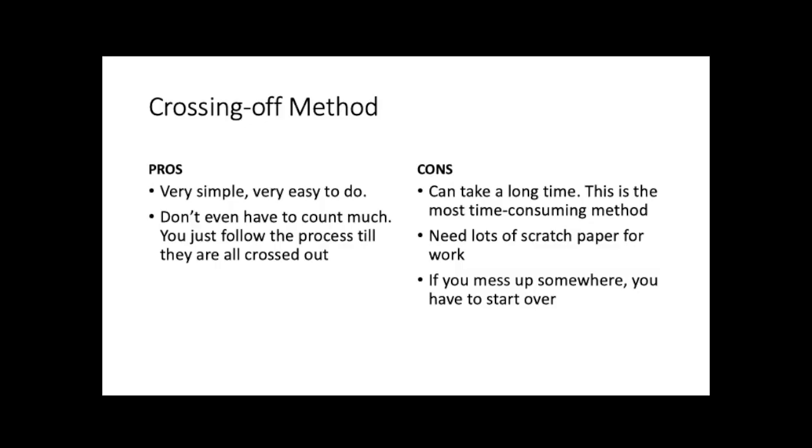So some pros for this one. It is very simple. It's very easy to do. You don't have to think a whole lot. I mean, you just basically keep crossing off until it's there. Another con with this, though, is that it takes a long time. This is actually the most time-consuming method, either drawing them out or writing them out like this and then crossing off each element, going back and forth. Again, it takes a lot of scratch paper, and I have noticed that if you do mess up somewhere, you kind of have to just start all over, which can be a problem. But it is almost foolproof if you don't mess up. You just kind of go back and forth until they're all crossed out, and then you have it.